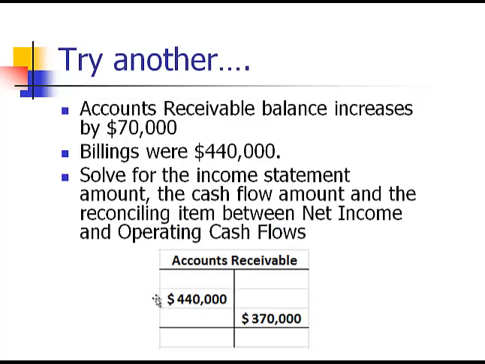What if they did tell you how much billings were? Then, without knowing the beginning or ending balance, you could still solve for this because the collections would be 70,000 less than the billings. That's the only way you could get accounts receivable to grow from beginning to end. So the reconciling item would be 70,000 and you would be subtracting it because net income went up by the 440, but the bank account only went up by the 370. So going from net income down to what was collected, you'd have to subtract out the 70.